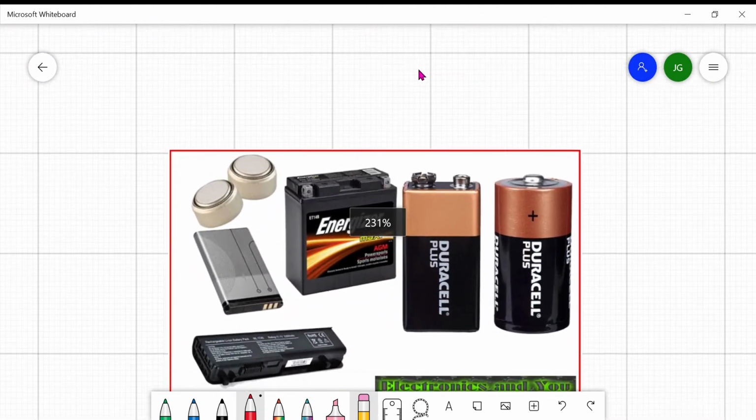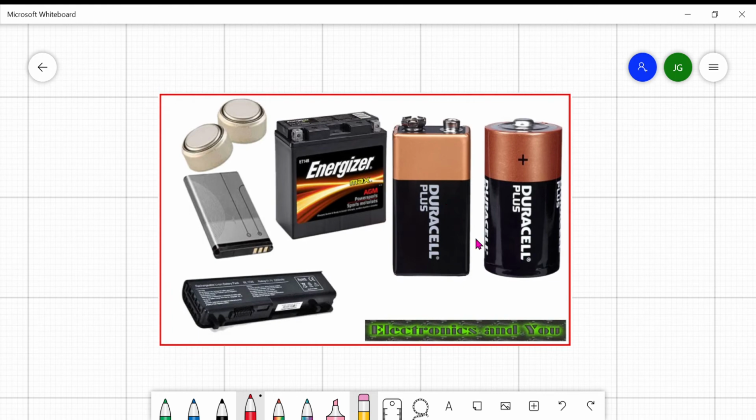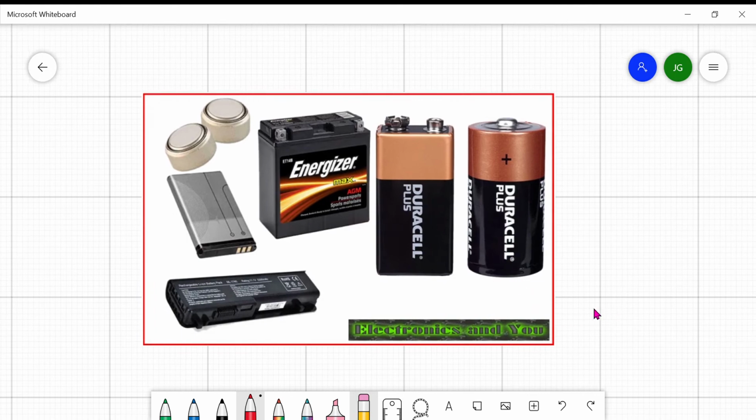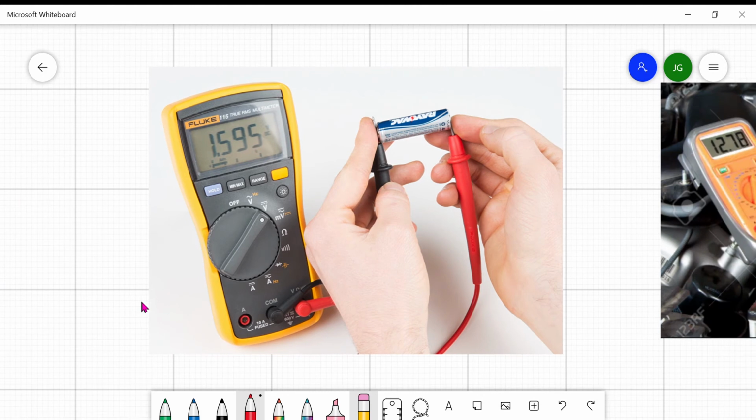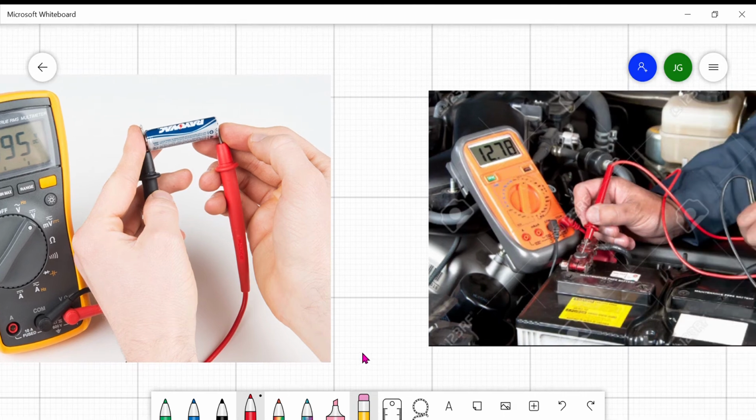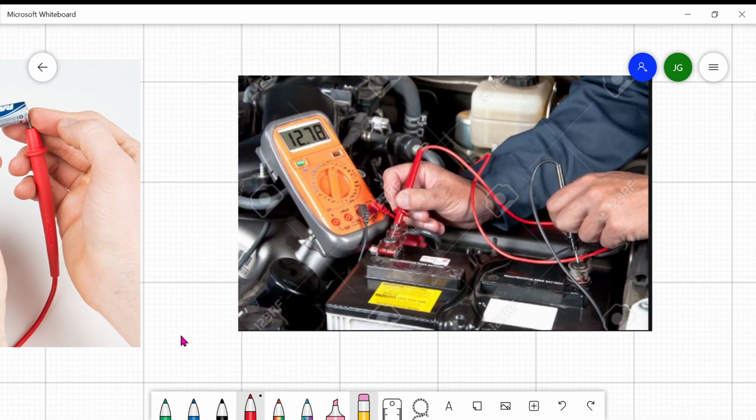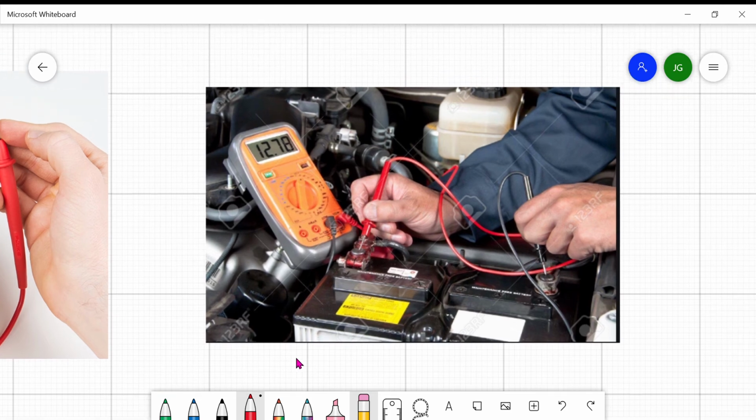Different batteries with different voltages and different types. We can measure these voltages using a multimeter functioning as a voltmeter. We connect the voltmeter or the multimeter in parallel. We have to take care of the scale before connecting any voltmeter.